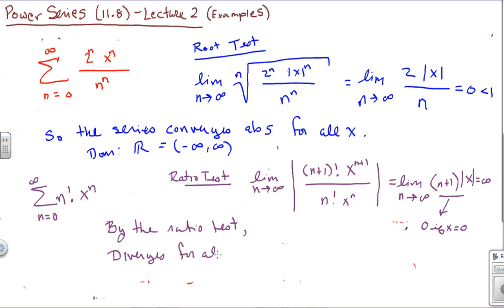Diverges for all x not equal to 0, because that's bigger than 1. Infinity is bigger than 1. But does it converge at 0? Yeah, notice, by the ratio test, it converges at 0. However, you can tell easily it converges at 0, because if you plug x equals 0 in, you only end up with the first term, which is 1. It converges at x equals 0. So the domain of this function is just the singleton 0.